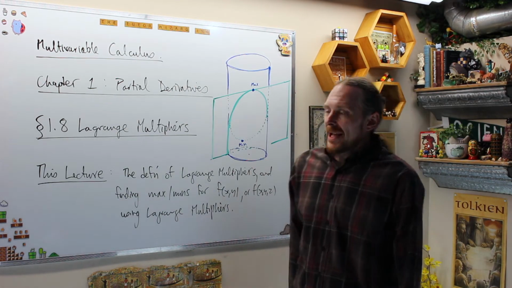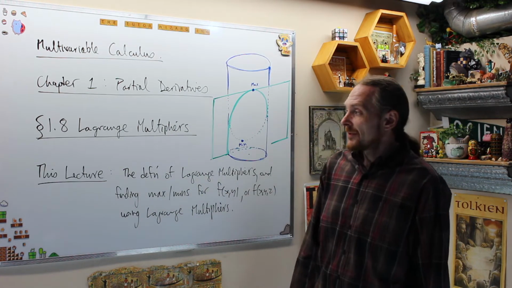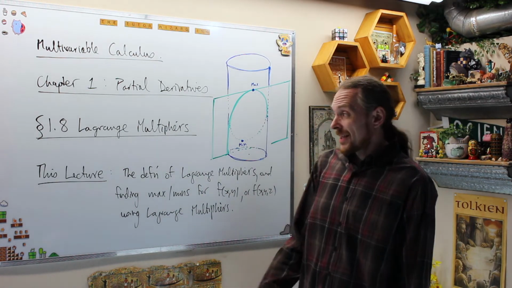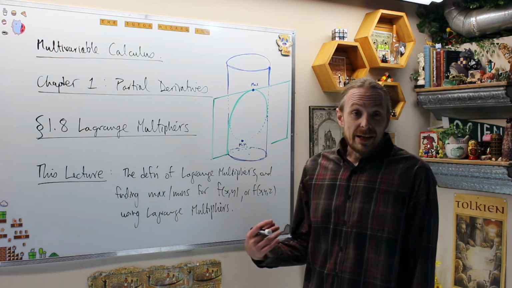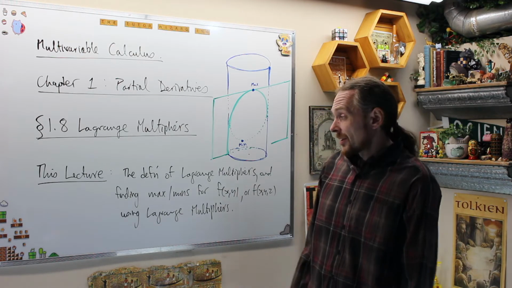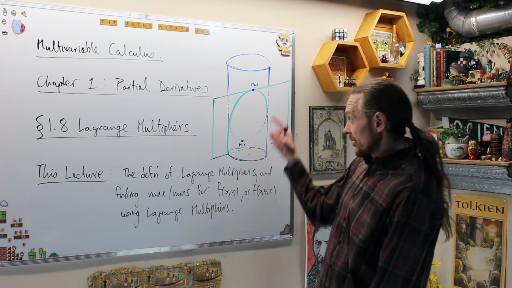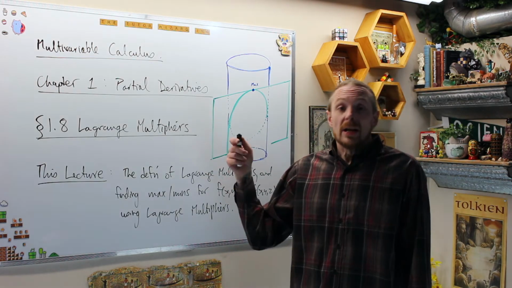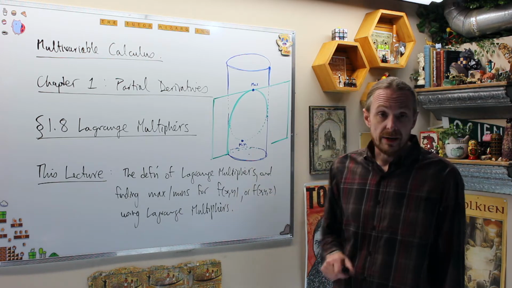Today we're doing multivariable calculus. We're at the end, finally, of chapter 1, which is partial derivatives. This will be section 1.8, the last section: Lagrange multipliers. It's an alternate way of finding the max-min values for surfaces, and we can also do this with constraints. We'll give you some ideas of when that would happen and what to look at here. We use Lagrange multipliers to find max-min values for functions of 2 or 3 variables.